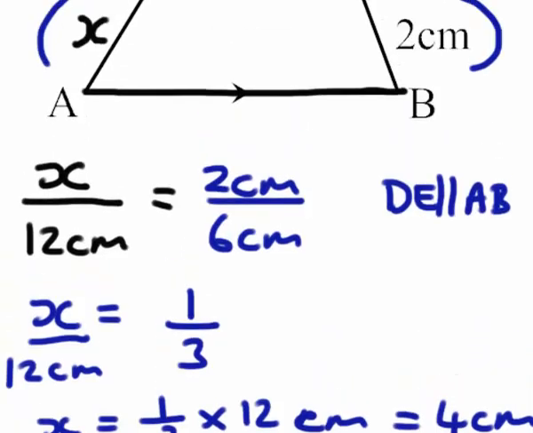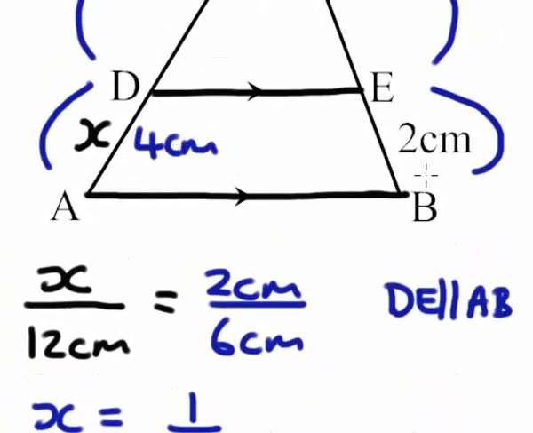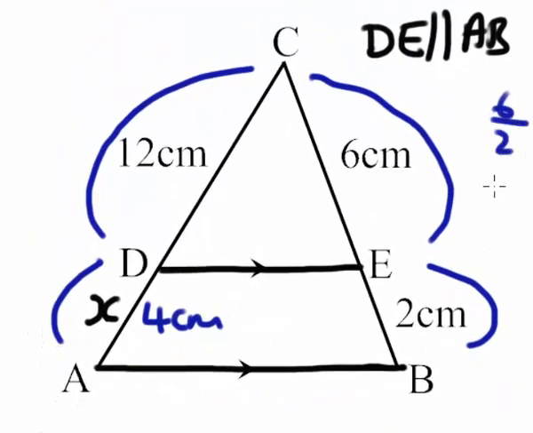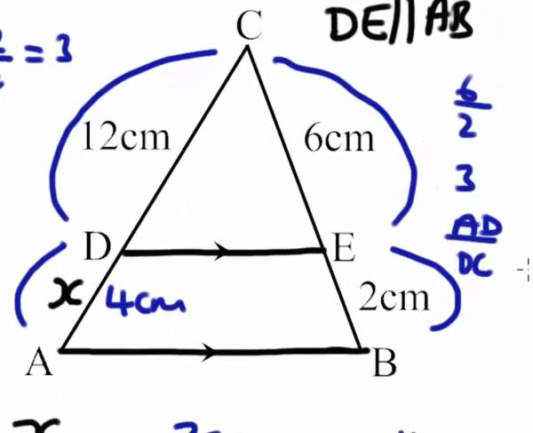Now, if this is 4 centimeters, it makes sense, because have a look at this. 6 over 2 is 3. 12 over 4 is 3. The ratios are the same. You can clearly see that AD over DC is exactly the same as EB over CE. AD to DC is BE to CE there. They are exactly the same. Okay, so this is what we call the proportionality theorem.